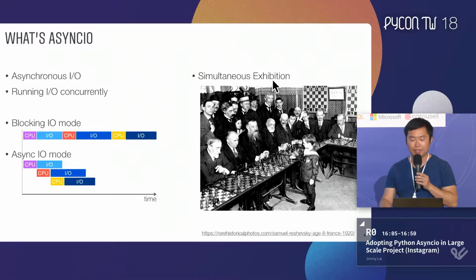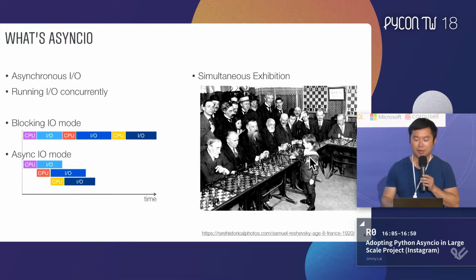A simultaneous exhibition means an expert chess player plays chess games with multiple non-expert players. In this graph, the child is an expert. He can come up with the next move in a few seconds. However, the adult players are not experts, so they need a few minutes to figure out the next move. So the child can just go to the next player and play the next move, and then go to the next.